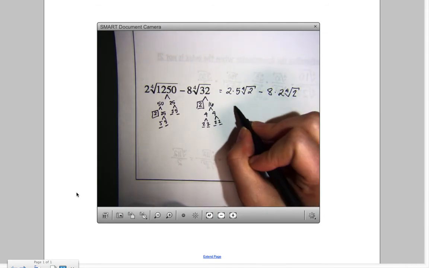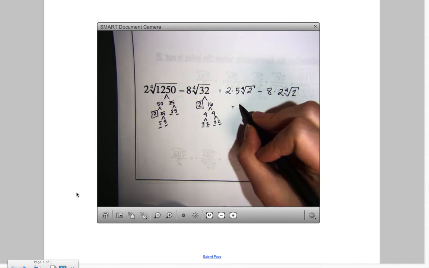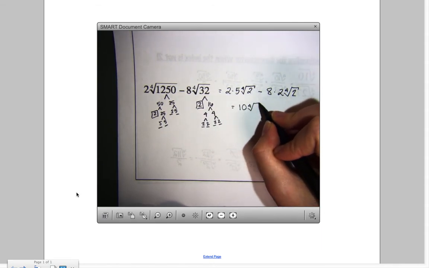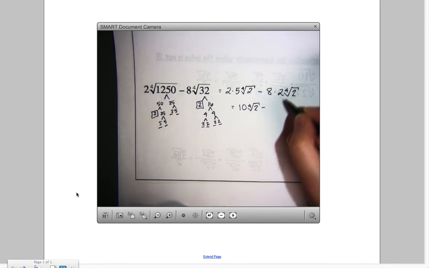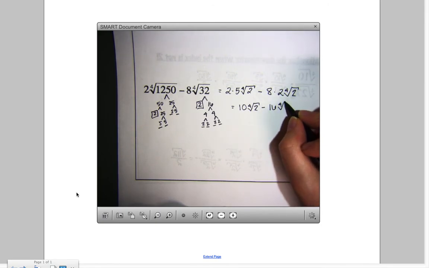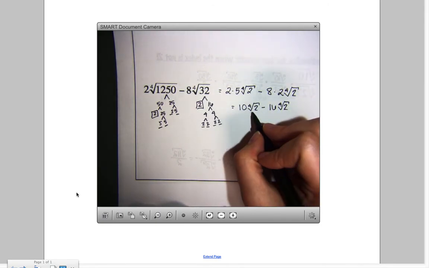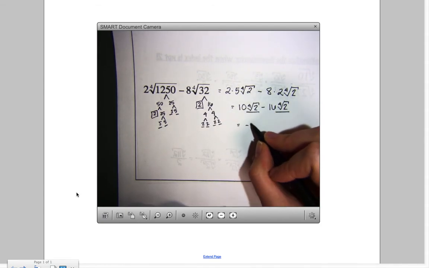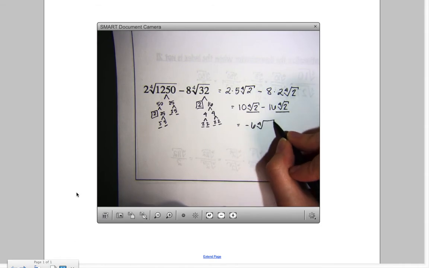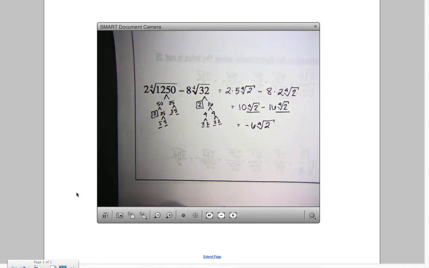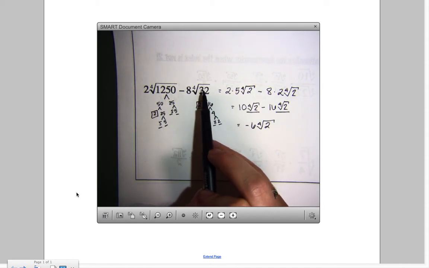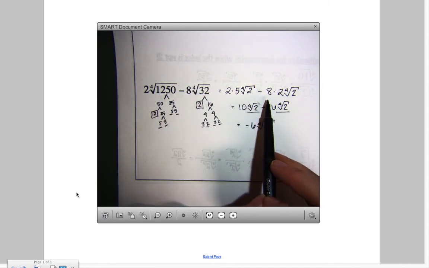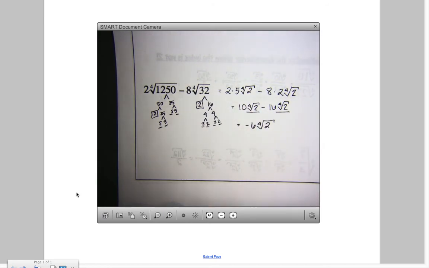Now let's simplify what we have so far. 2 times 5 is 10 fourth roots of 2. Minus 8 times 2 is 16 fourth roots of 2. Now that those are equivalent, all I have to do is 10 minus 16, and I've got negative 6 fourth roots of 2. So if they're not the same, make them the same by simplifying, and then just add or subtract the coefficients depending on the sign.